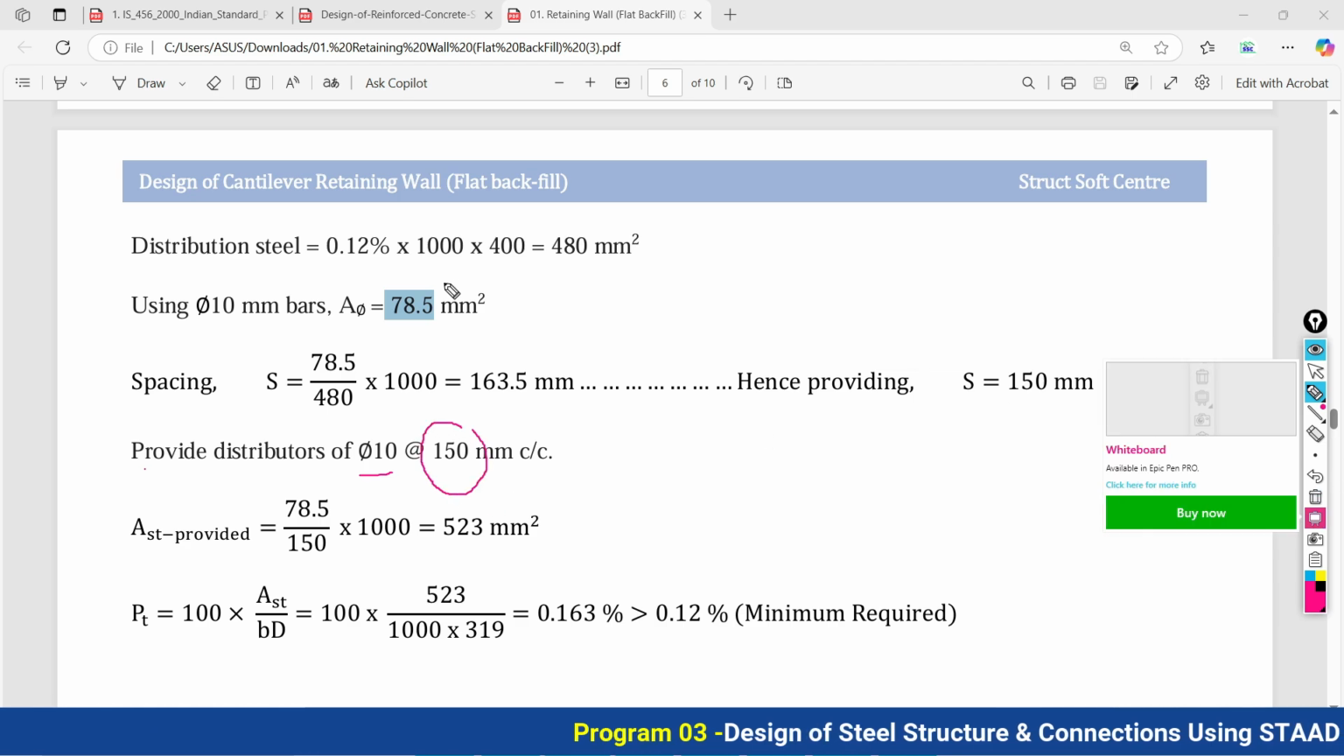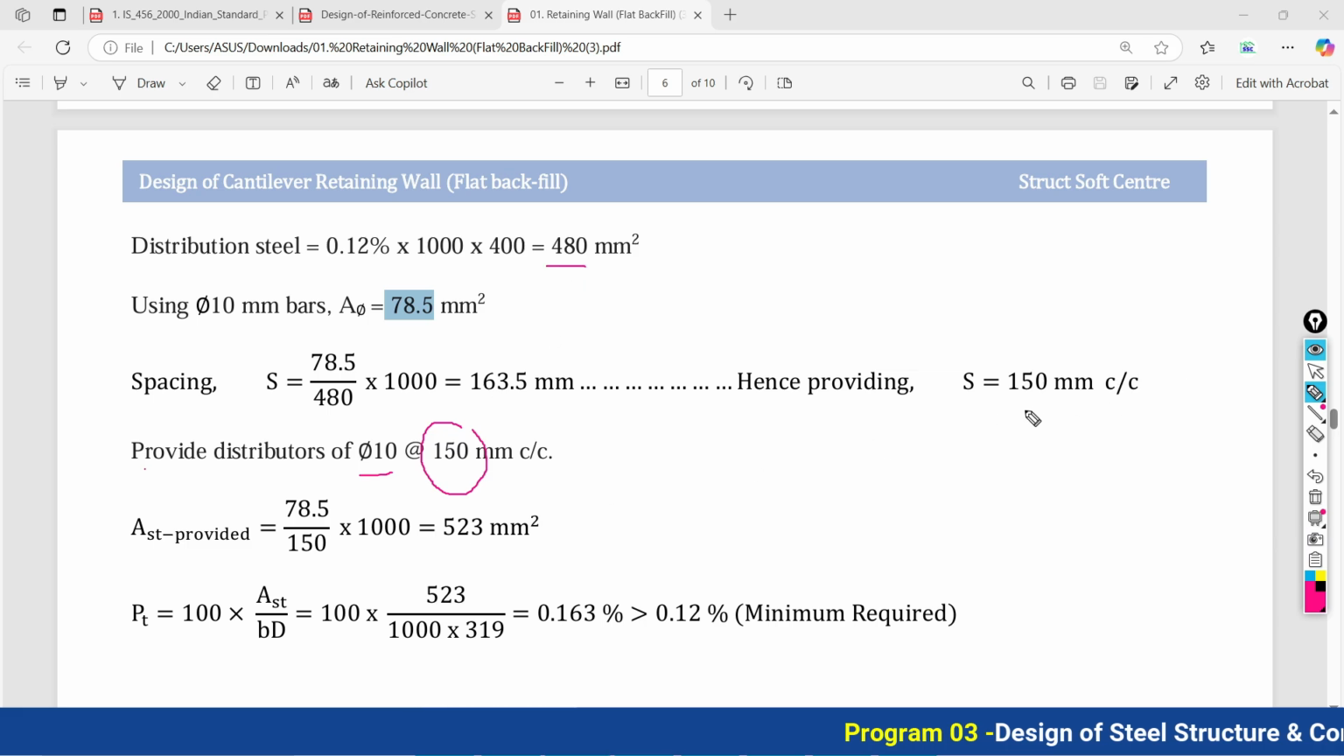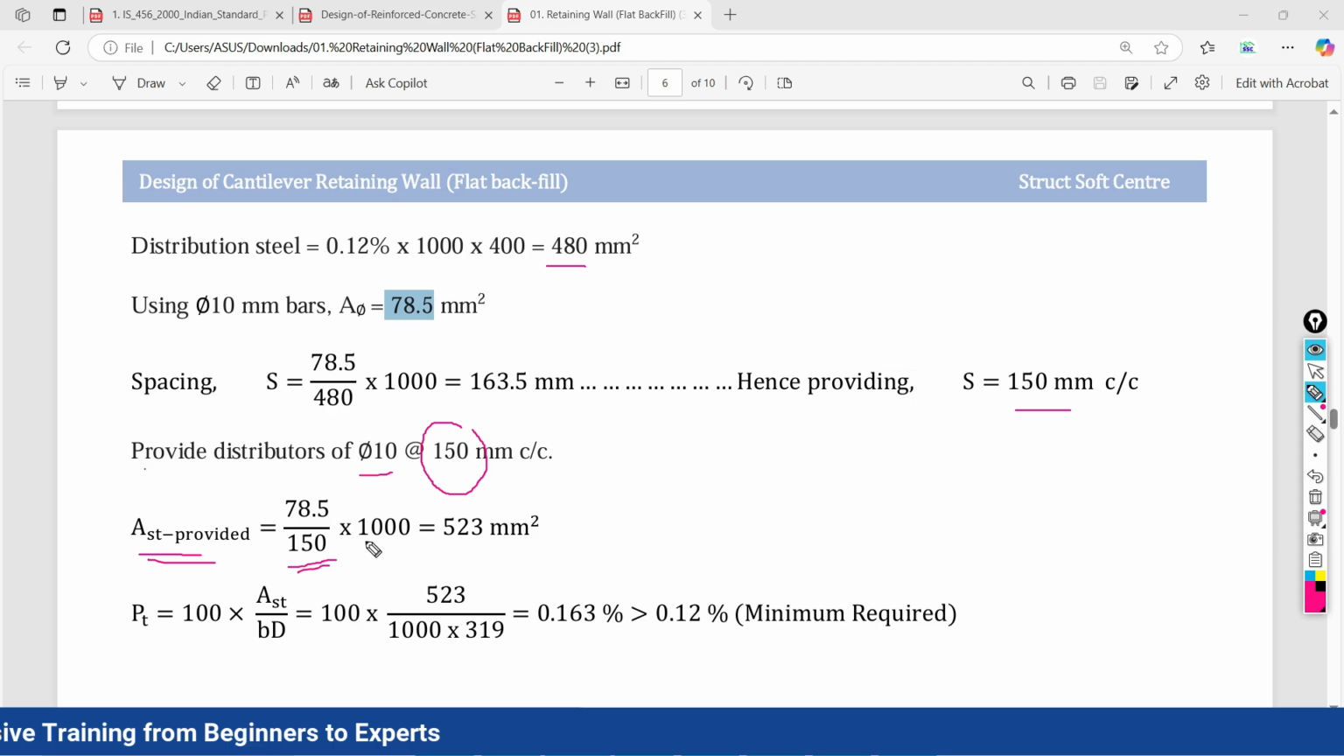So actually the minimum requirement was 480. We have reduced the spacing. So now finally, the provided reinforcement is what? Unit area 78.5 divided by spacing, finally provided over a 1 meter.